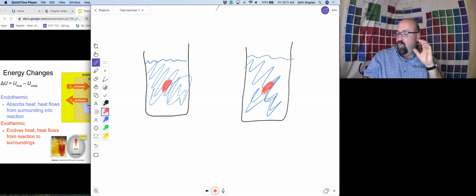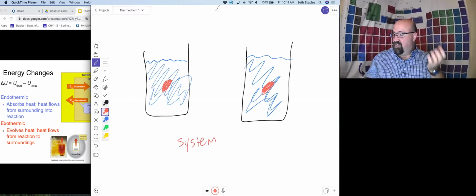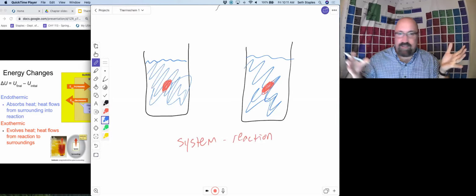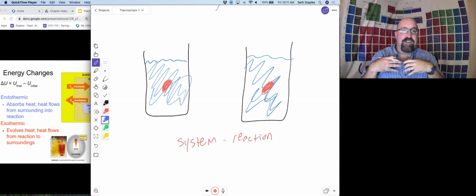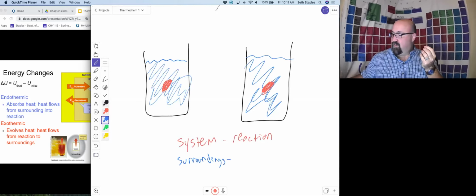When we define our system and our surroundings here, in each of these cases, our system is the reaction that we're looking at. Now, the technical definition of surroundings is everything else. But realistically, for our purposes, we're looking at where the reaction is taking place, the medium that the reaction is taking place in. And so here, our surroundings is going to be the water.